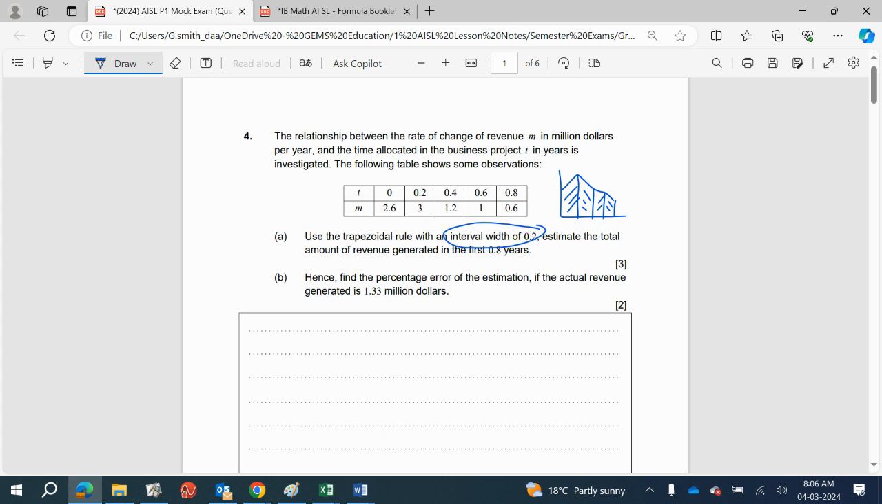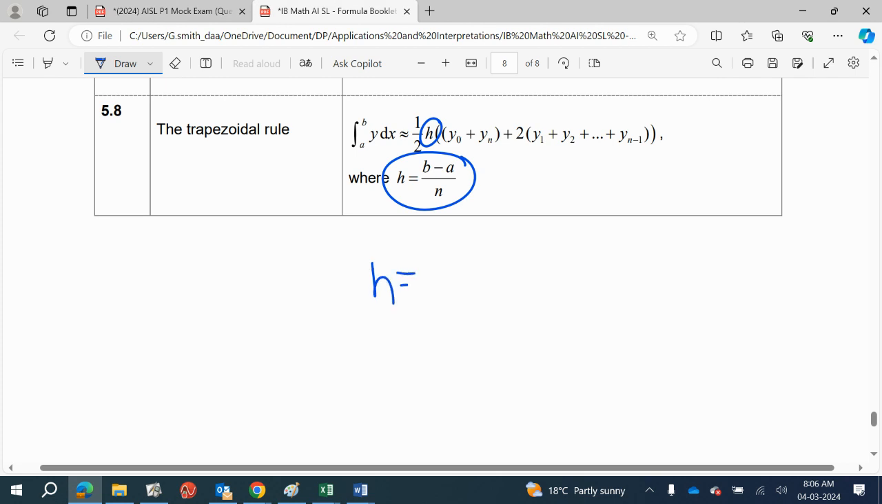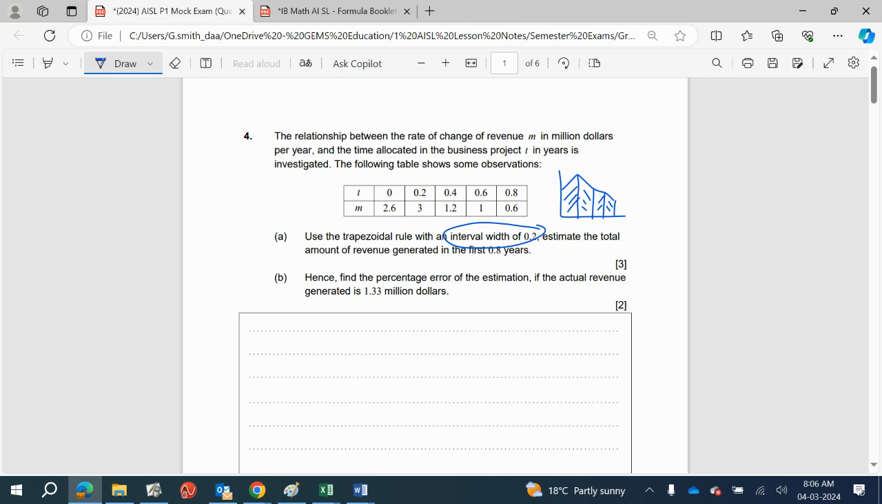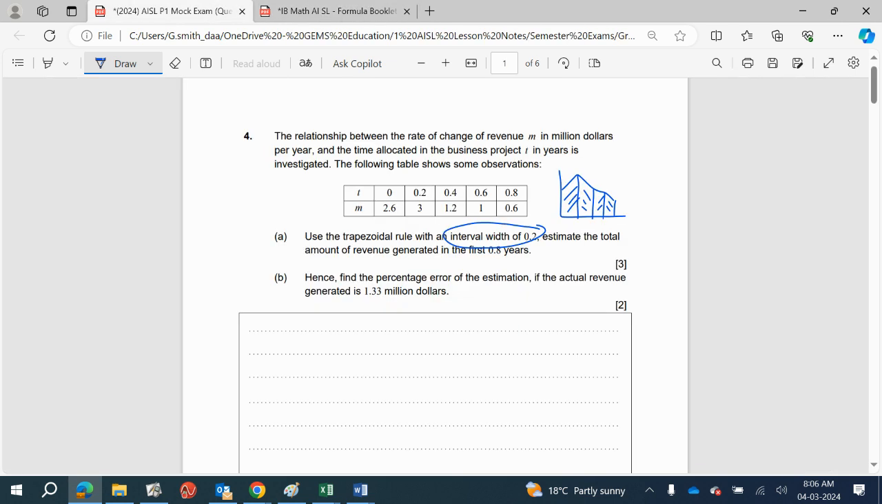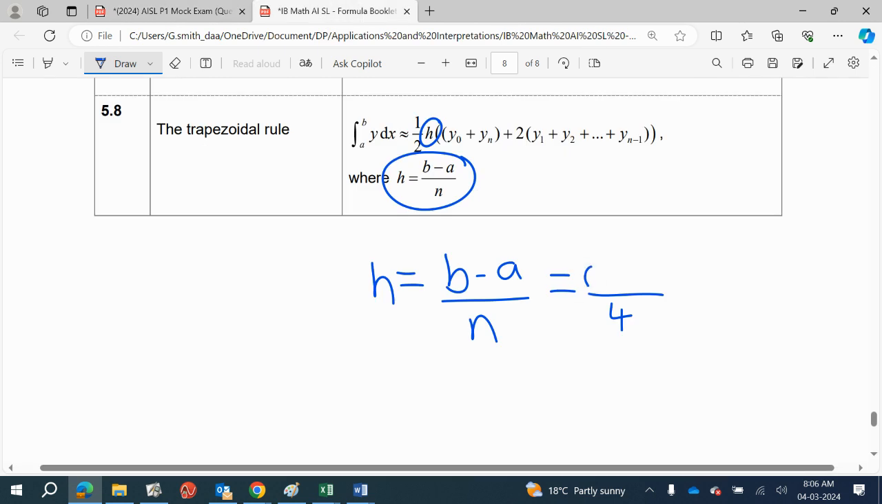On this formula, H, we already know, is B minus A over N. N is the number of trapezoids. How many trapezoids do we have? We have 4. So N is 4. B and A are the end points. So this is B and this is A. If we wanted to use this formula, we've got 0.8 minus 0, over 4, which is 0.2. H caused a lot of problems on this one.